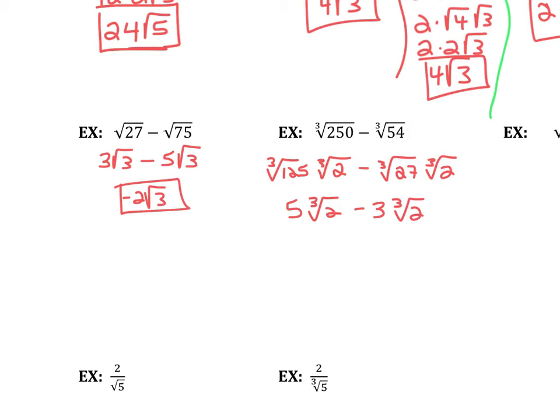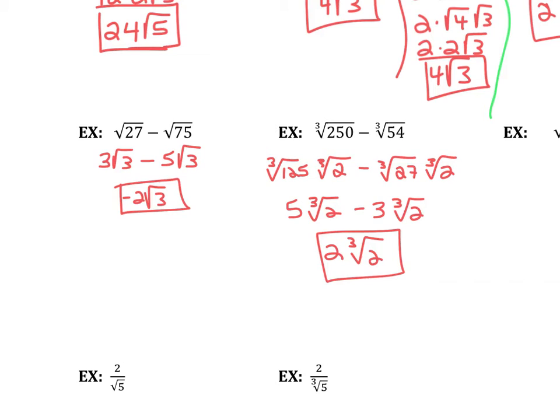All right, so at this point, I have simplified the cube root of 250. I've simplified the cube root of 54. And if you notice, I've got 5 cube root of 2 minus 3 cube root of 2. So the key thing to note here is that I have the same radical. The cube root of 2's are the same. So since that is true, I can now take the coefficients and I can do my subtracting. So my final answer will be 5 minus 3 gives me 2, so 2 cube root of 2. That will be my final answer.